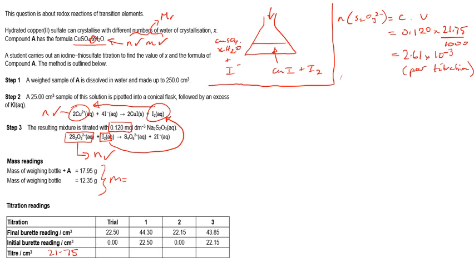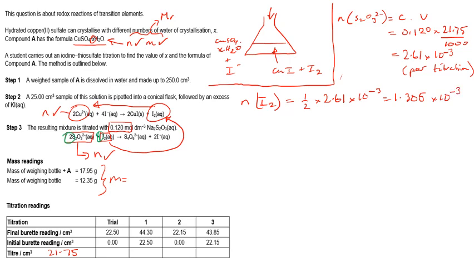Now what we can do is find out the moles of iodine. So let's go back to our titration reaction, and you can see we've got a 2 to 1 ratio of thiosulphate to iodine. So the moles of iodine in the titration that reacted with the thiosulphate is going to be half times the moles of our thiosulphate, and that comes out to be 1.305 times 10 to the minus 3.